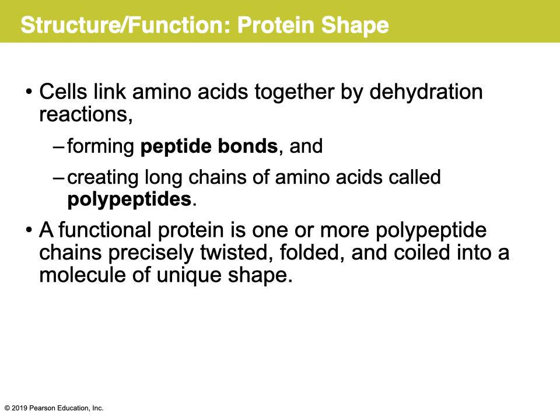So cells link amino acids together by dehydration synthesis, just as we saw with the carbohydrates. We call the bonds that join amino acids together peptide bonds. So a long chain of amino acids is also called a polypeptide. Poly, many, peptide referring to the peptide bonds. A functional protein is one or more polypeptide chains that is twisted, folded, and coiled in a very specific way into a molecule of a unique shape.